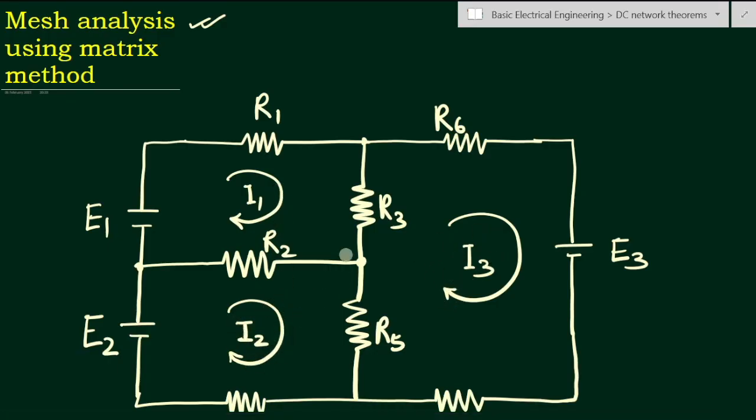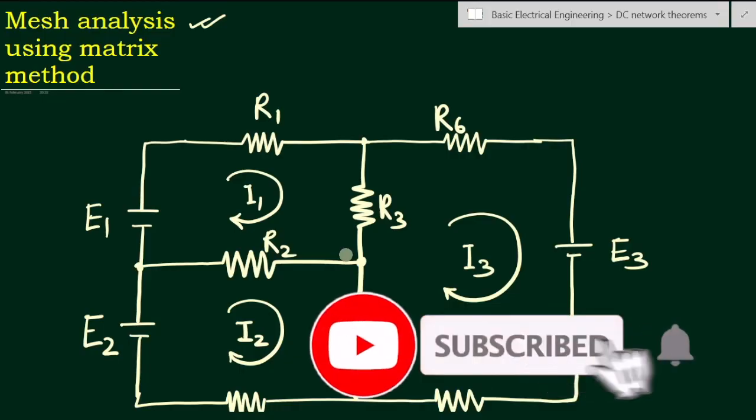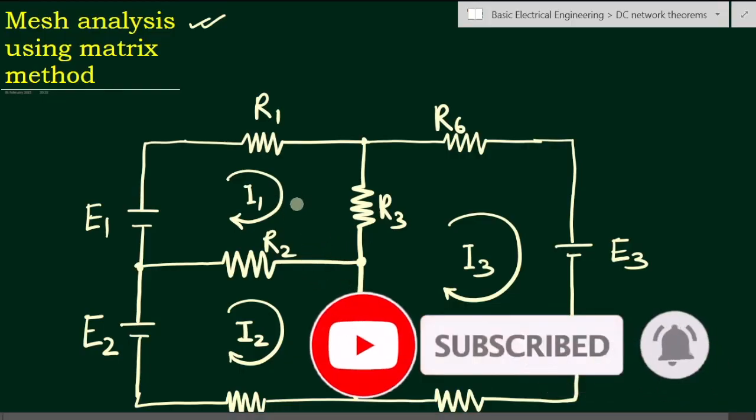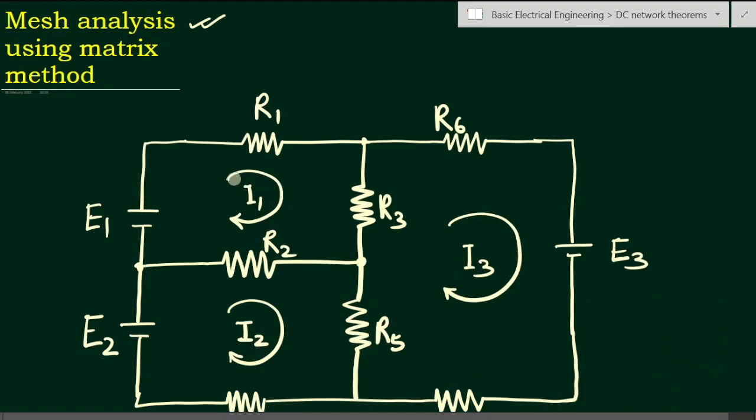third mesh. In our previous lecture we have seen Maxwell's loop current method. We have derived the loop equations for loop 1, loop 2 and loop 3. Now we will consider some matrix method. That means for these loops we will form a matrix, and from that we will try to find out the loop currents I1, I2 and I3. This will further save time compared to Maxwell's loop current method.